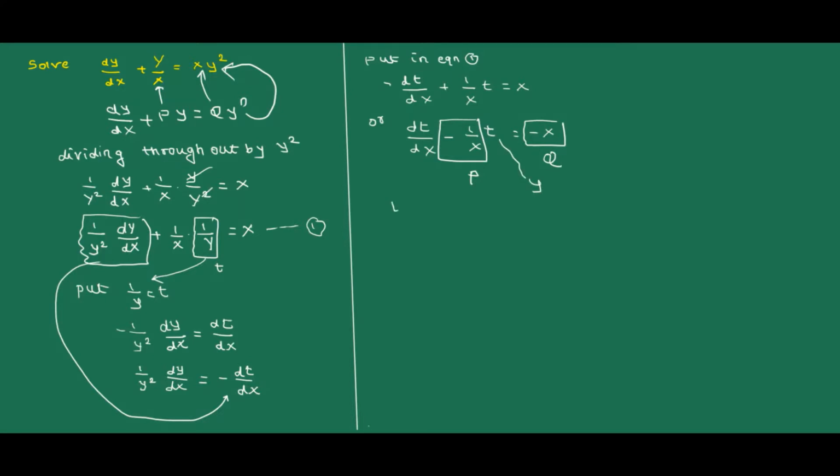So therefore we can write p is equal to minus 1 by x, q is equal to minus x, and y is equal to t. So therefore integrating factor IF is equal to e raised to integration of p into dx, is equal to e raised to integration of minus 1 by x into dx, that is equal to e raised to minus, what is integration of 1 by x? Integration of 1 by x is equal to log x.